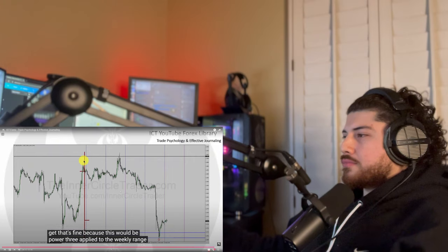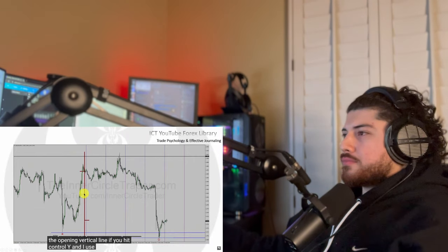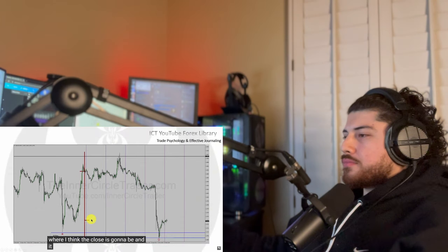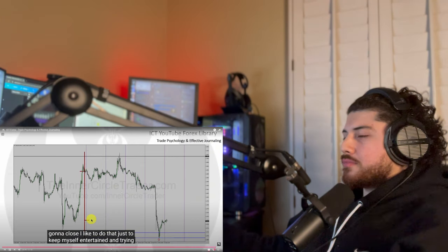Because this would be how you apply it to the weekly range. Apply that on the weekly opening, we go to the actual line and use the thickest trend line to draw where the top end of the actual control line is. And draw a little cardinal tick representing the open, and I forecast where I think the close is going to be. It doesn't have to be where it actually closes, I do that just to keep myself entertained, trying to dial in as best I can where I project the close.